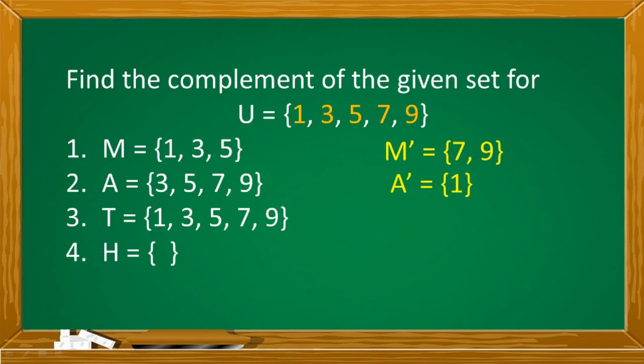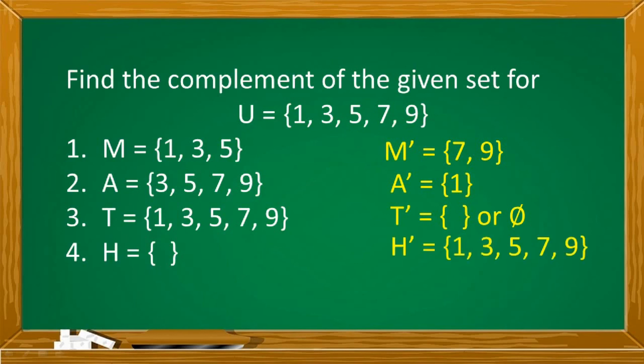Next, number 3. Set T contains 1, 3, 5, 7, and 9. What are the elements in the universal set which are not present in set T? Teacher, wala po. Lahat ng elements na universal set ay nakay set T. So the complement of set T is an empty set or a null set. And number 4, set H is equal to an empty set. Again, what are the elements na nasa universal set at wala pa kay set H? The complement of set H are the elements 1, 3, 5, 7, and 9.